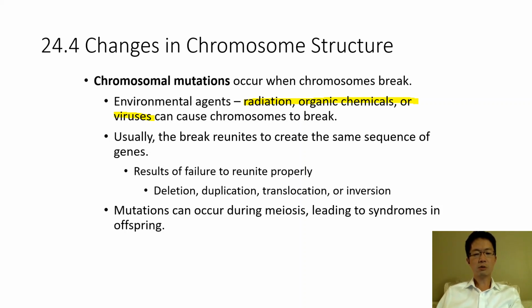Chromosome mutation is caused by chromosome breaks, and a chromosome can break in different ways. There are 4 different ways that we'll talk about: deletion, duplication, translocation, and inversion. These are the 4 ways that can cause chromosome mutation, and this kind of chromosome mutation can occur during meiosis.